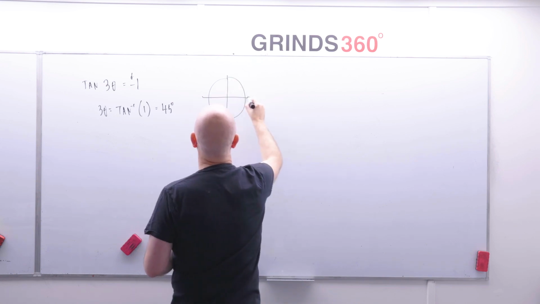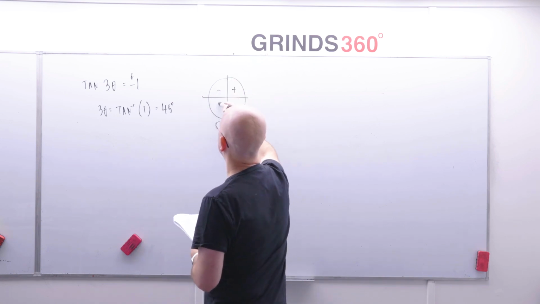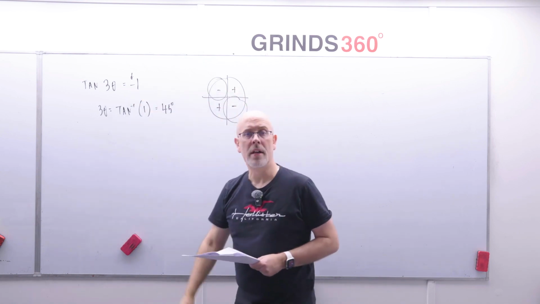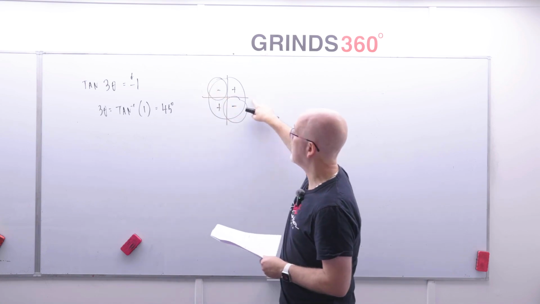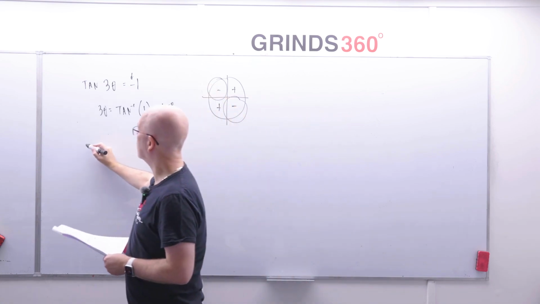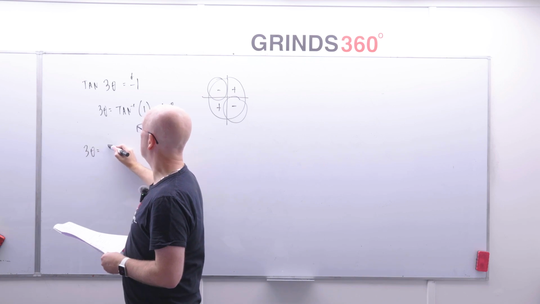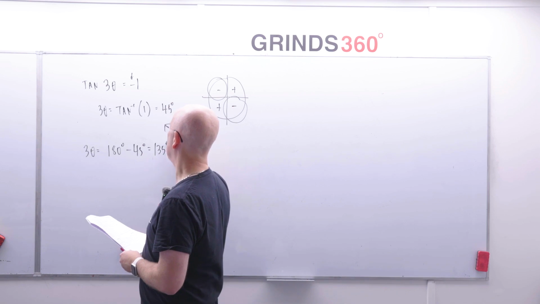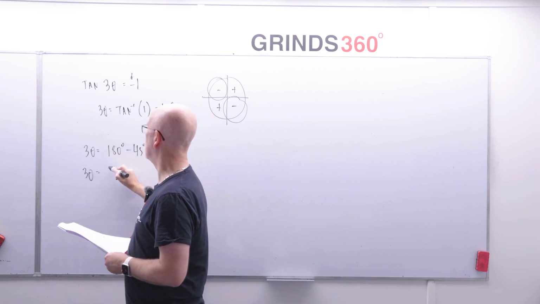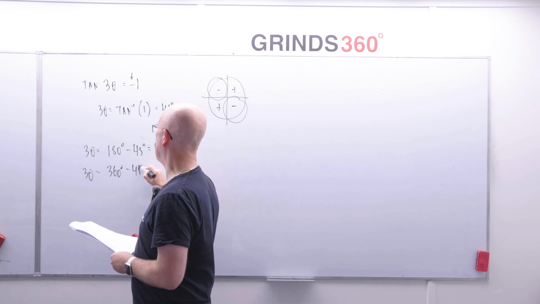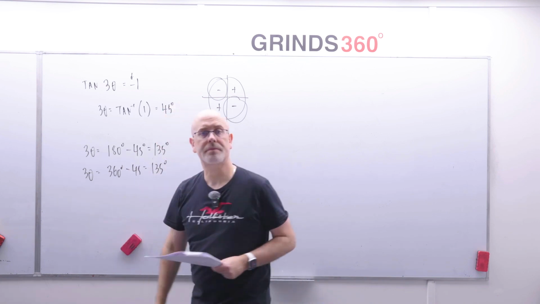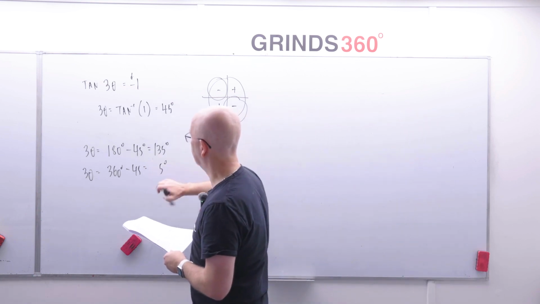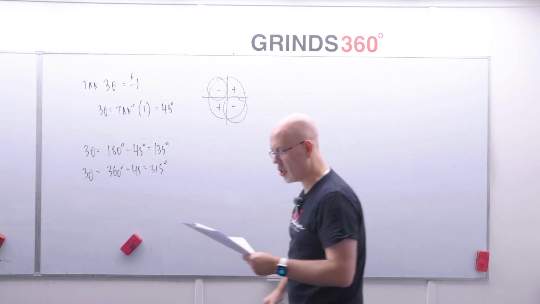Well, because we're dealing with tan values here, it's plus minus. And because you've got a negative number here, it's the second and fourth quadrants we're dealing with. So it's going to be 180 minus the angle here and 360 minus the angle here, okay? So 3 theta is equal to 180 minus 45, which is 135. And 3 theta will also be equal to 360 minus 45, which is 315. All right, so there's my two basic angles like that.